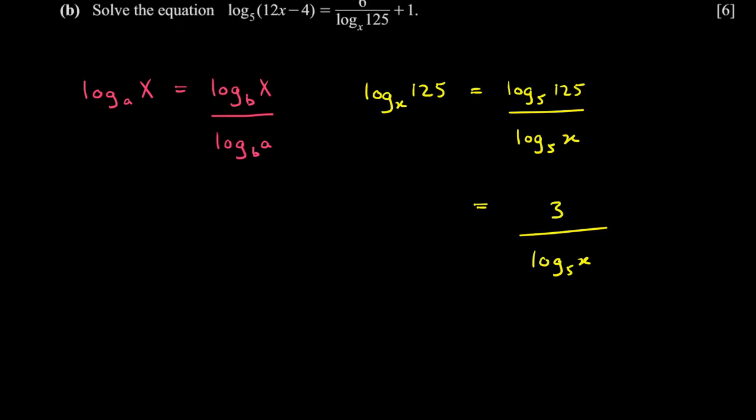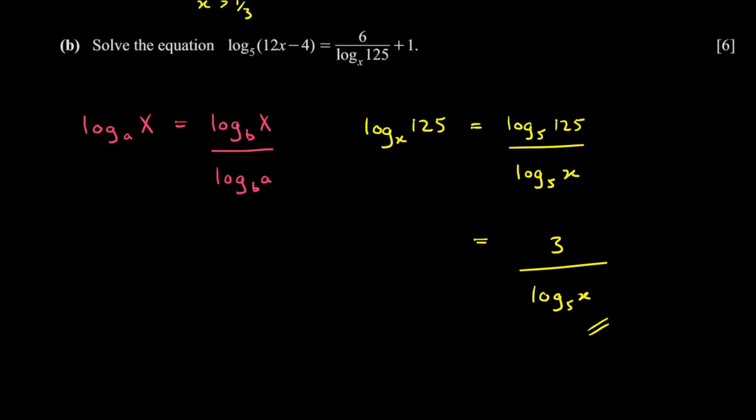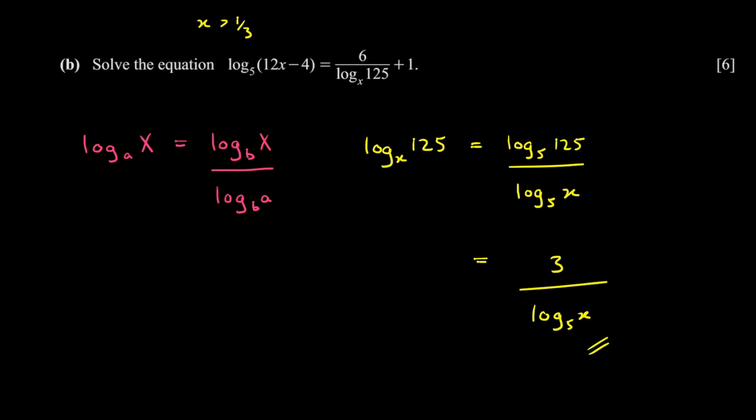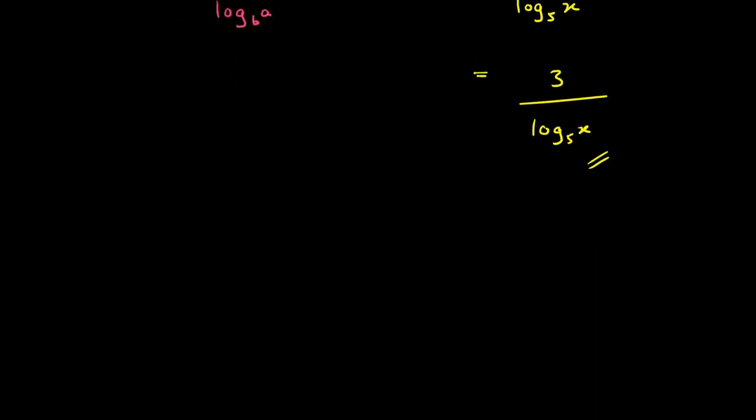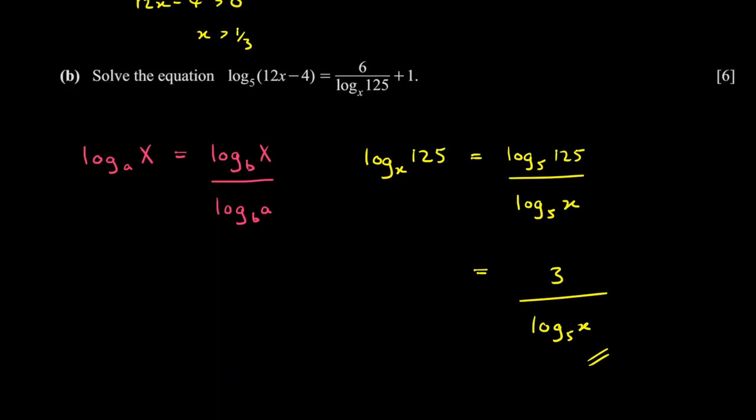Now, at this point, to be honest, we've already done all the heavy lifting. We've just got to substitute into the equation. So we've got log base 5 of 12x minus 4. So let's write that out. So log base 5 of 12x minus 4 is equal to 6 over log base x of 125. Okay, so we've got 6.